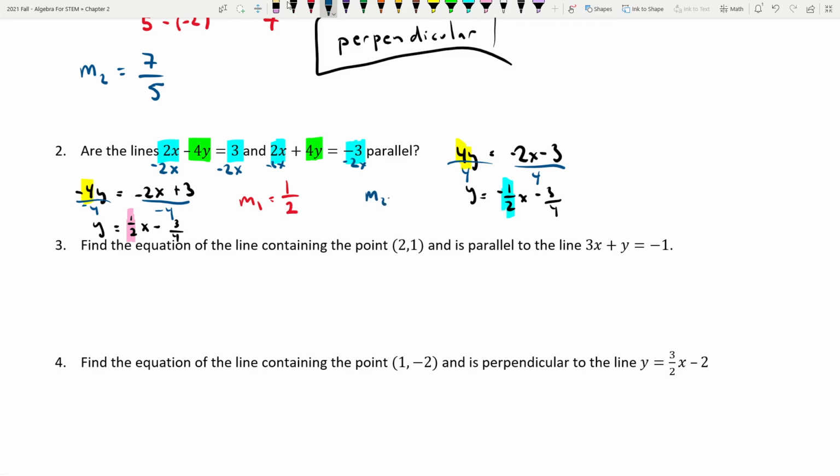So M2 equals -1/2. These are not the same, so these two lines are not parallel. Note, they're not perpendicular either, because even though they are negatives of each other, they're not negative reciprocals of each other.